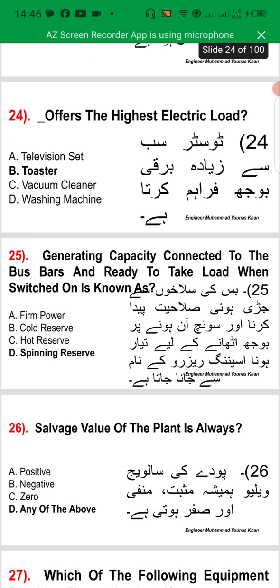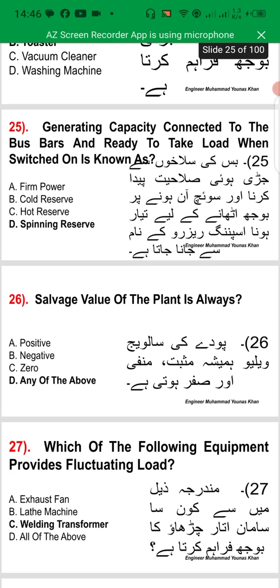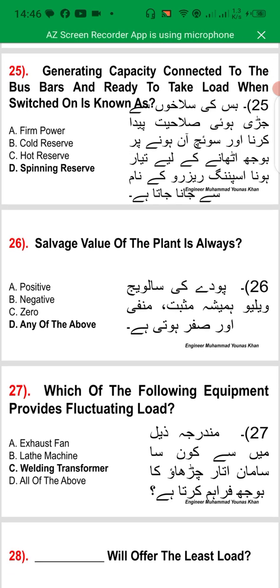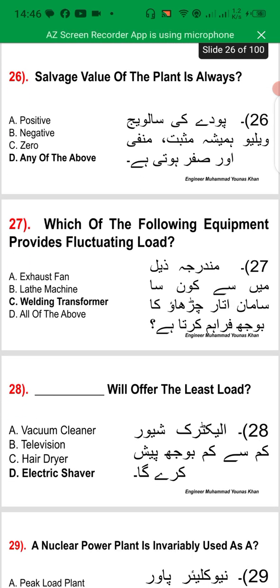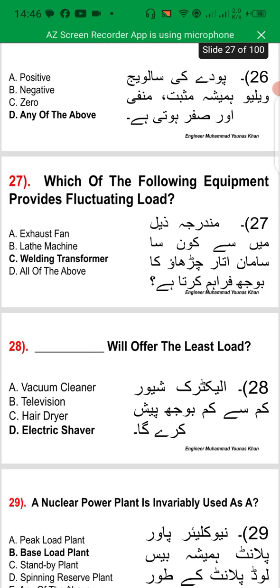The total electric load generating capacity connected to the busbar and ready to take load when switched on is known as spinning reserve. Salvage value of the plant is always positive, negative, zero, none of the above.